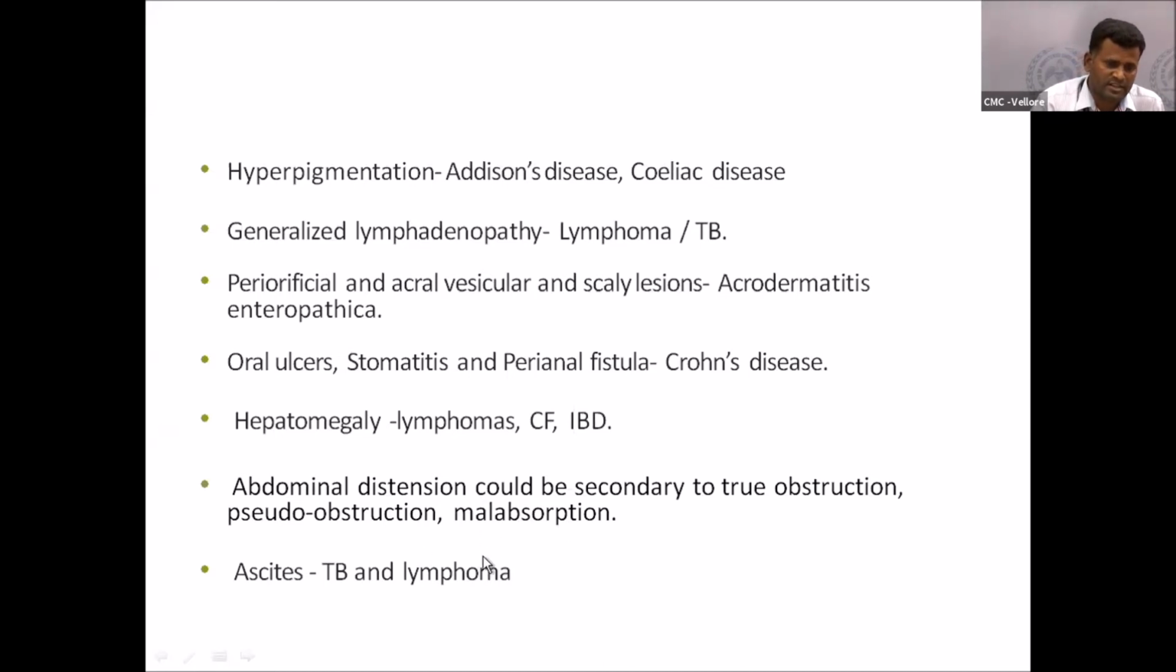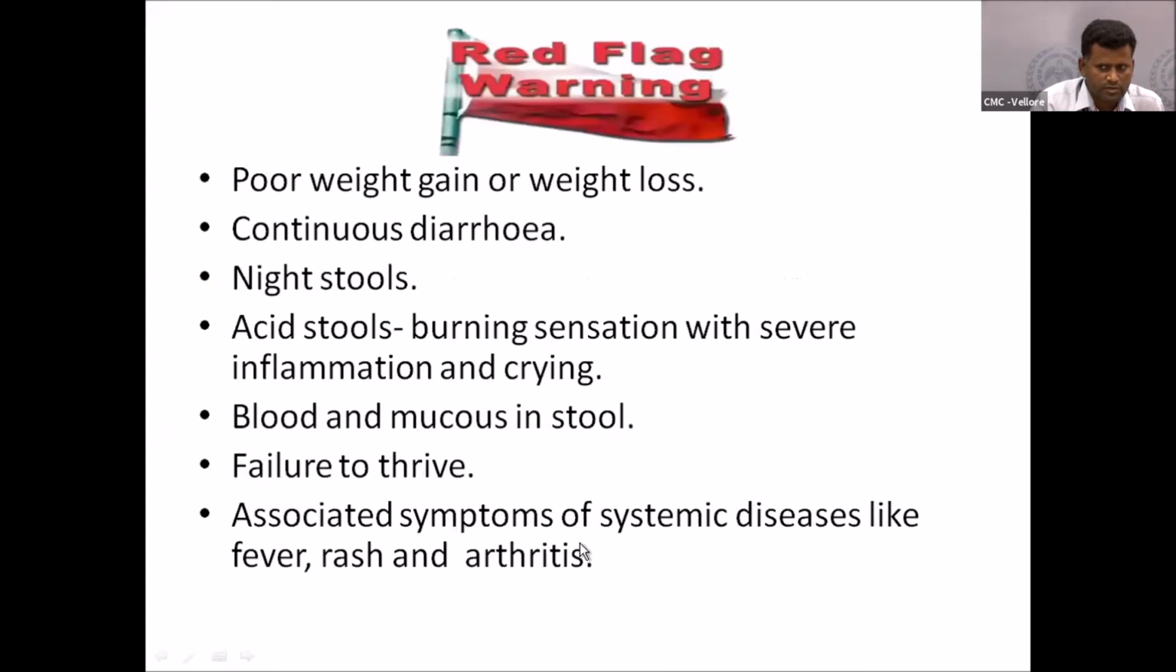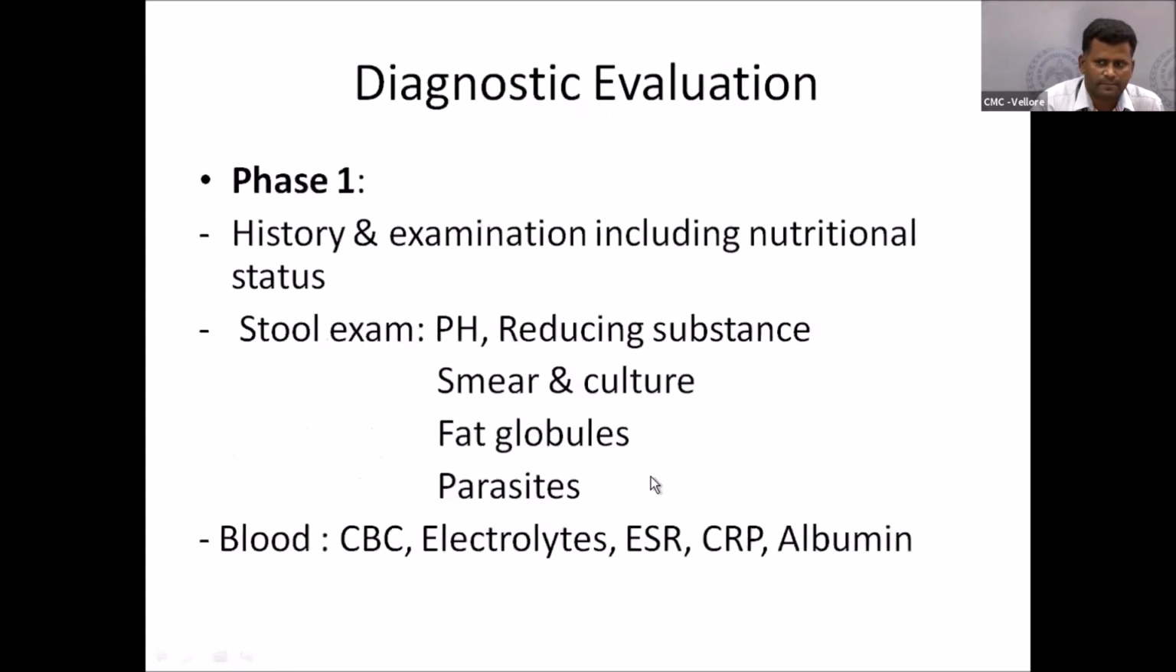So based on the investigation, we should differentiate those things. And ascites can occur in TB, lymphoma, and having said that, in celiac disease also a child can have ascites. So what are the red flag signs in chronic diarrhea? Mainly it's nutrition: poor weight gain and weight loss, continuous diarrhea, night symptoms, acidic stools, blood or mucus in stools, and also associated symptoms like fever, rash, and arthritis. These are all the red flag signs for chronic diarrhea.